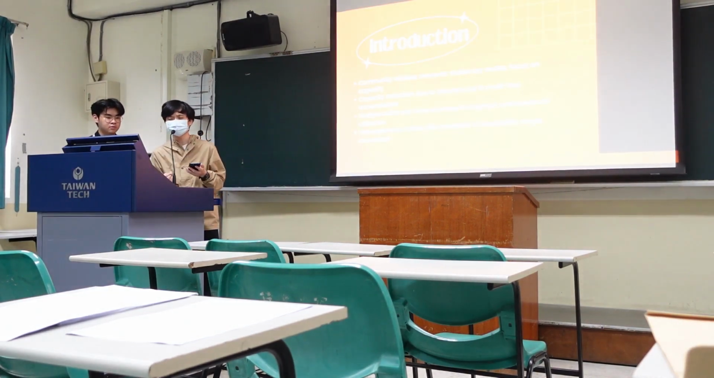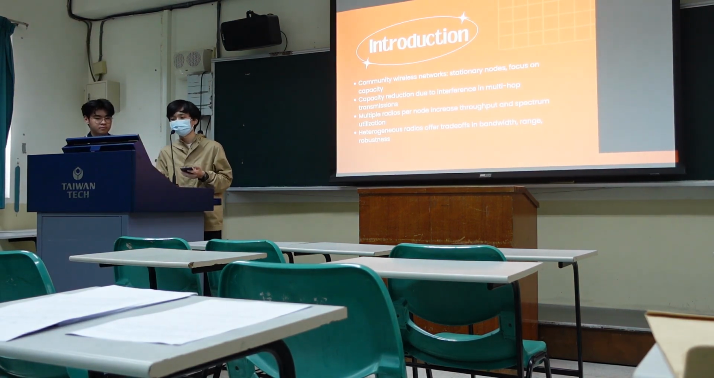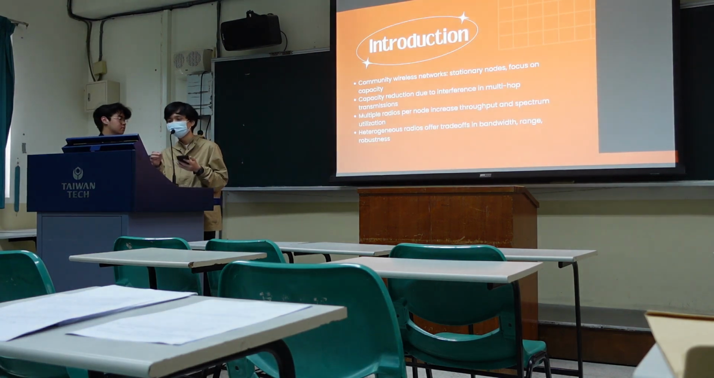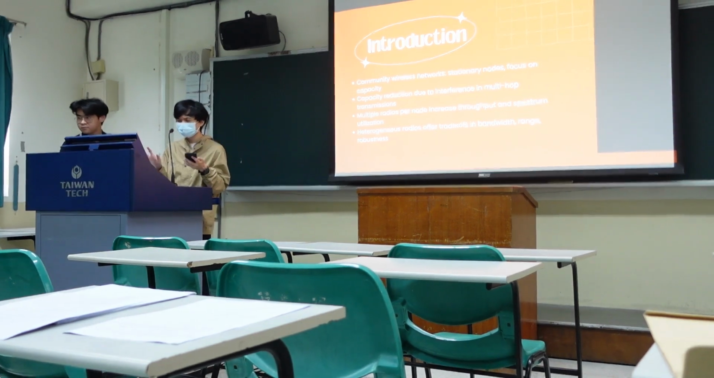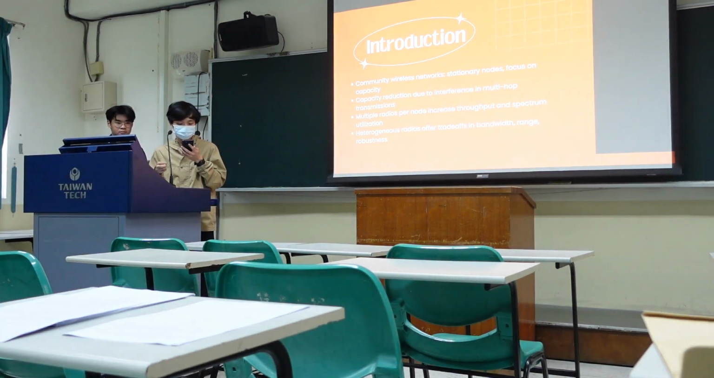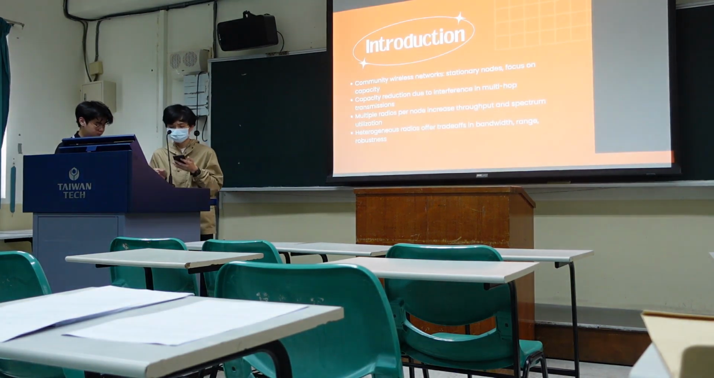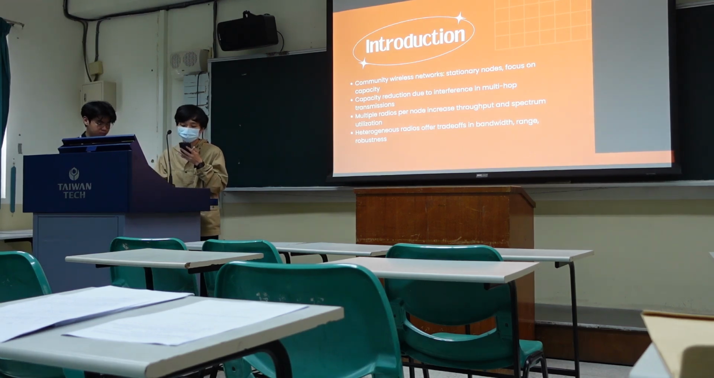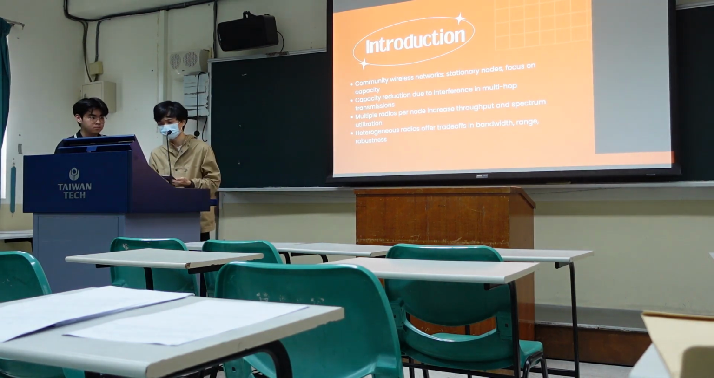Okay, first the introduction. The reason why the authors of this paper want to have a new metric is because they found out recently there's a community wireless network, and there's a problem. One of the main problems facing this kind of network is the reduction in total capacity due to the interference between multiple simultaneous transmissions.